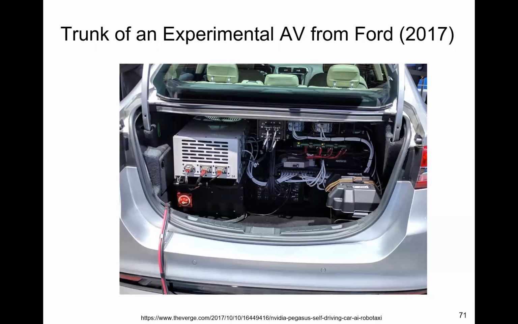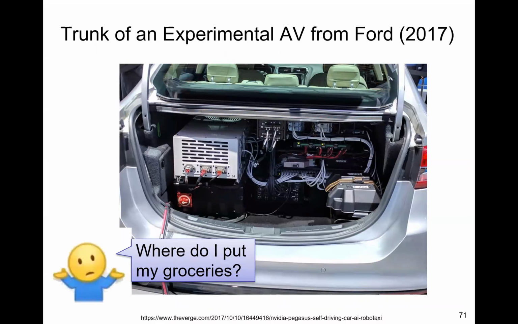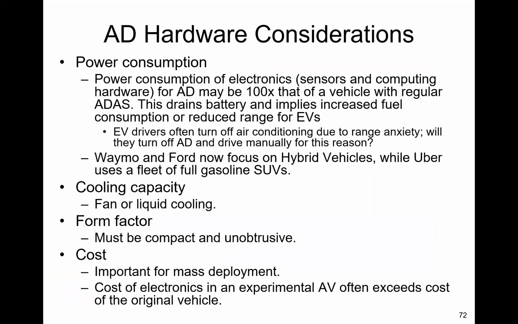So here's a trunk of the experimental AV from Ford in 2017. Obviously, the first question to come is that maybe this car is not ready for consumers because no consumer will buy this car. There's no place to put your groceries. So after all, it's an experimental vehicle, but for mass deployment for production, you need higher efficiency, smaller computers.